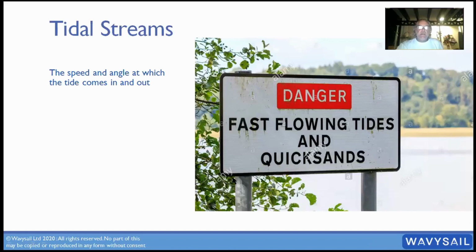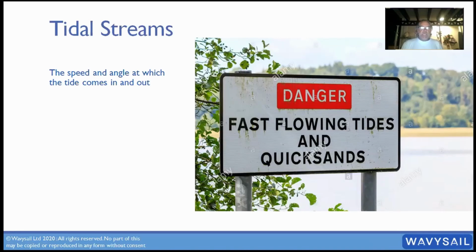This is an Alamy photograph, but I love it. So give them credit where credit's due, but fast flowing tides and quicksands. I think it says it all with the amount of water flow. Tidal streams is the speed and angle at which the tide comes in and out. So tidal heights, what we've just been doing now, is how much it goes up and down in meters of depth. This is how quickly and at what angle it comes in at.